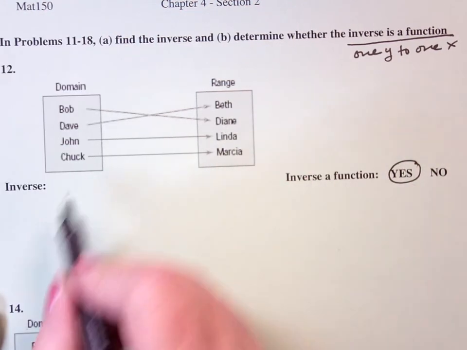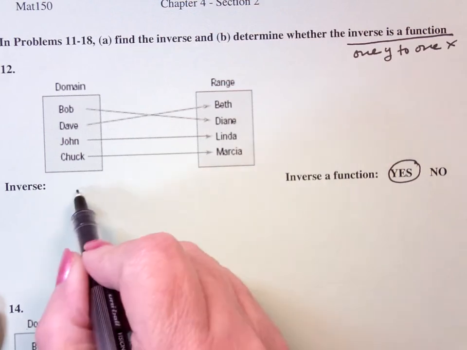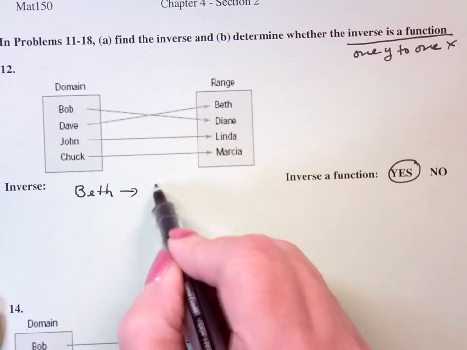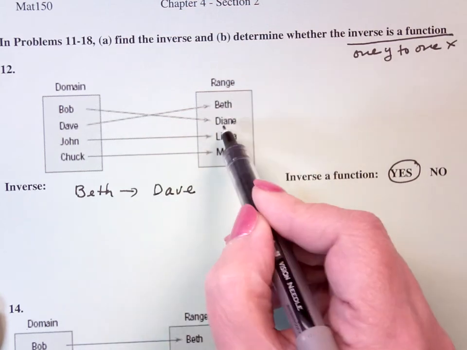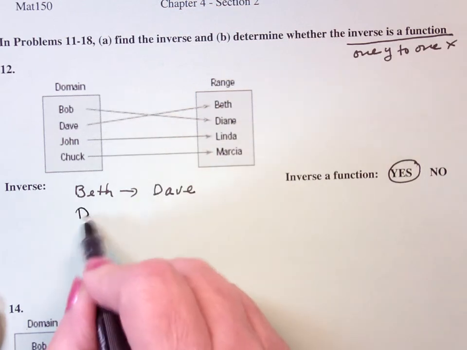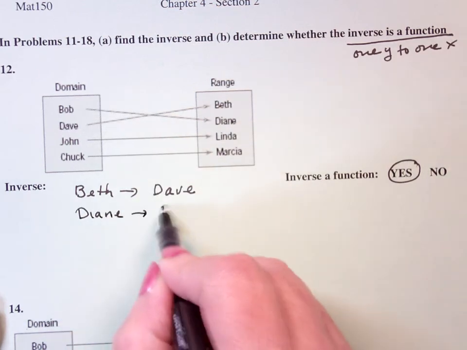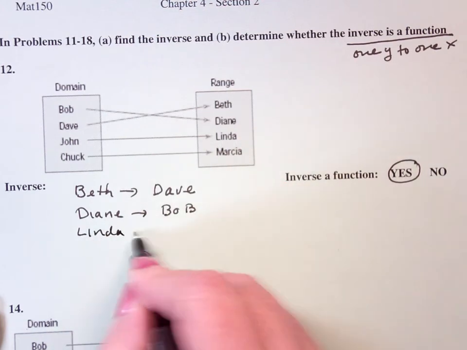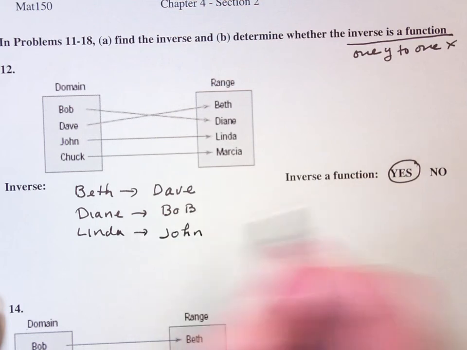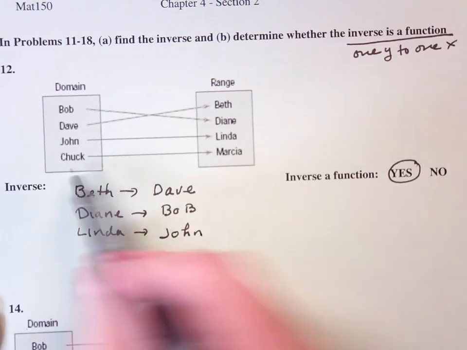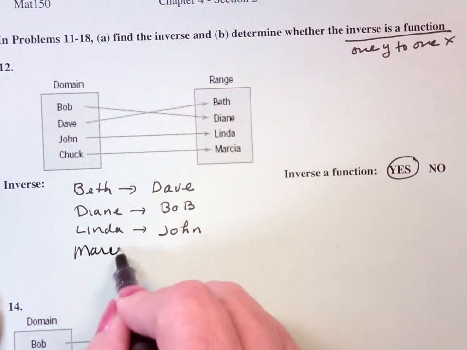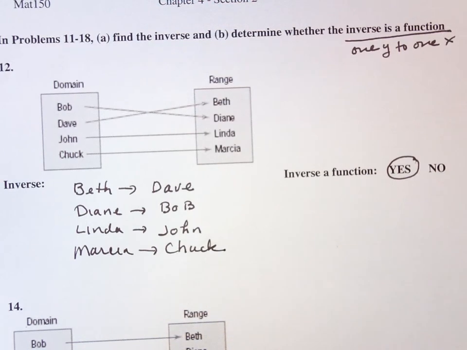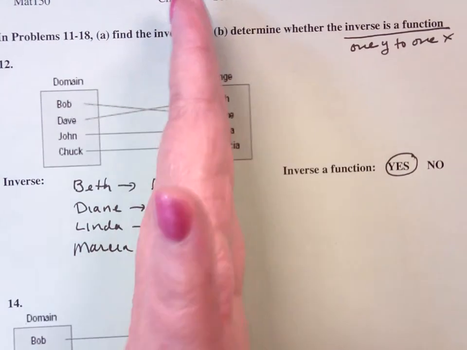So what is the inverse? Well, the inverse is that Beth goes to Dave, Diane goes to Bob, Linda goes to John, and Marcia goes to Chuck. That's the inverse. So that means you're going back.